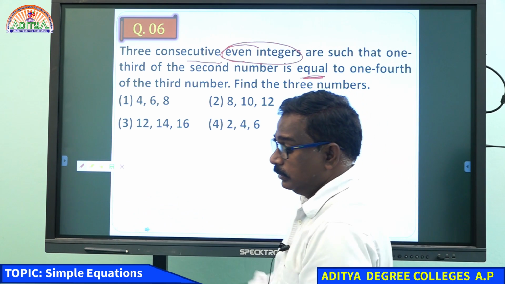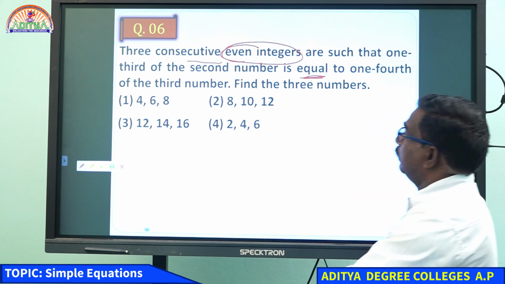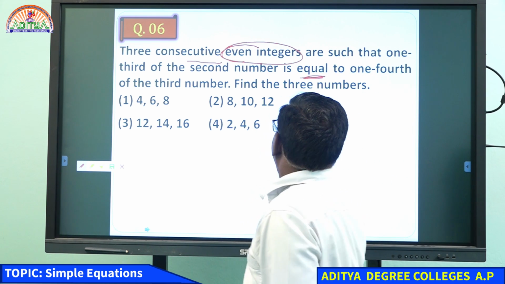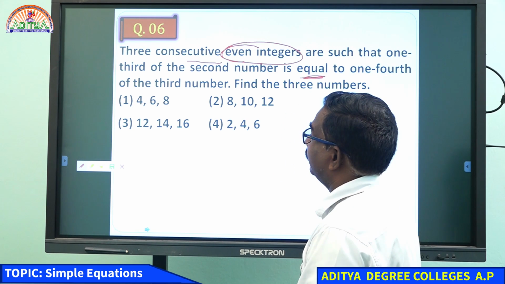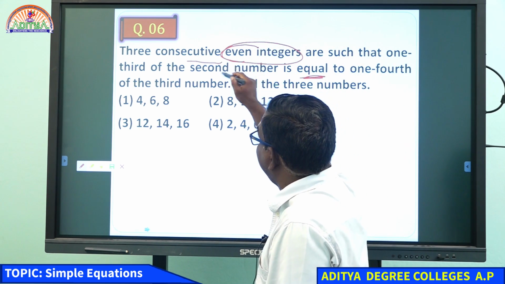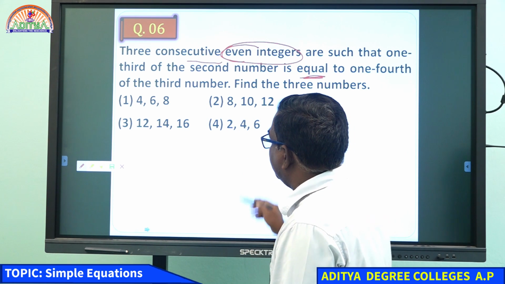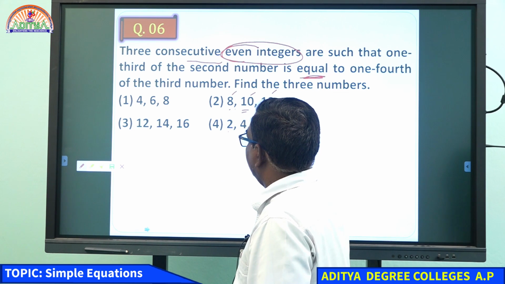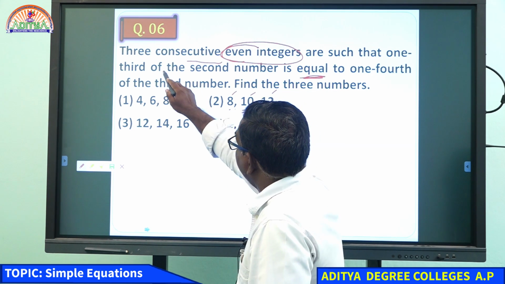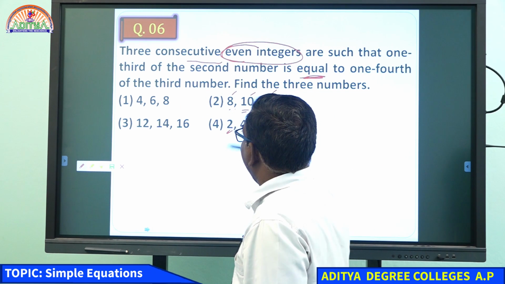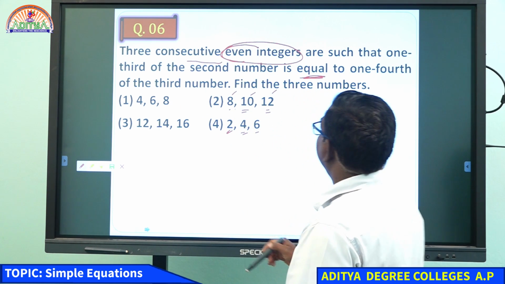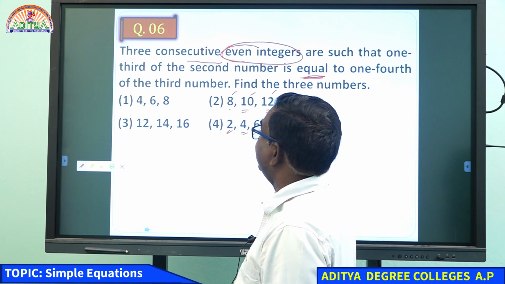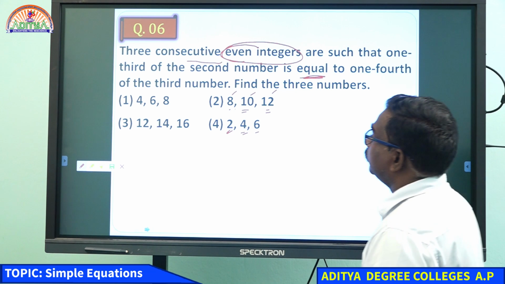Can we solve it? 3 consecutive even integers are such that one condition is given there. How? If you take 8, 10, 12, the second number is 10. If you take 2, 4, 6, the second number is 4. 1/3 of the second number is equal to 1/4 of the third number.